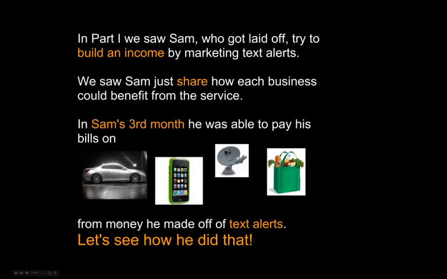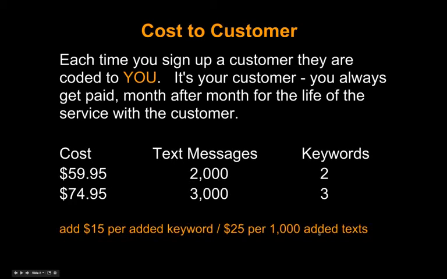Okay, so in Sam's third month, just to give you an idea of how this worked, this is how much he made. He was able to cover his monthly bills for his car note, for his cell phone, for his DirecTV, and food shopping. That amount may be different. It varies from person to person, but just to give you an idea, instead of putting up a dollar amount, I gave you things that he was able to accomplish with the money. Let's see how he did that.